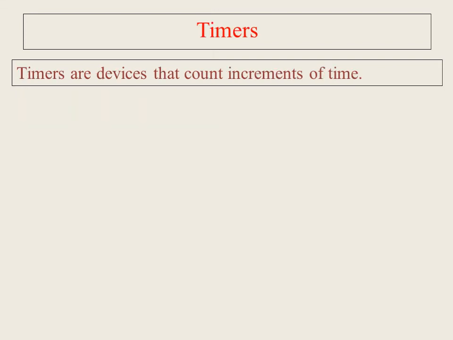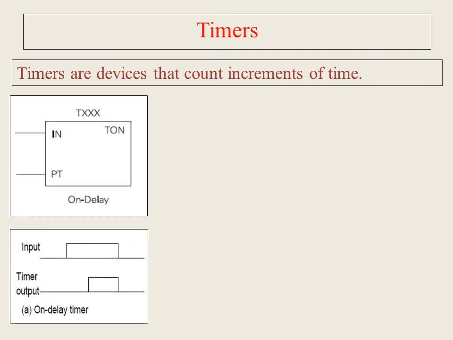Next is the timer. Timers are basically devices that count the increment of time. If you want something to start after some time, the timer counts the increment of time, and after that your output runs. Now the types of timers. The first timer is TON, the timer on delay. In the figure, the input triggers, and then after some time the output is given, because as the input triggers, it starts the timer, and after some time you get the output. That is the timer on delay.